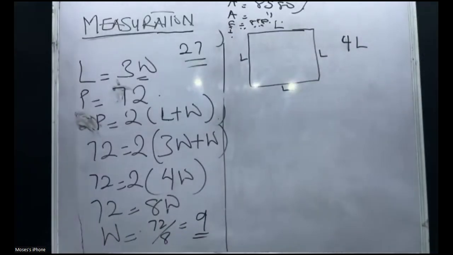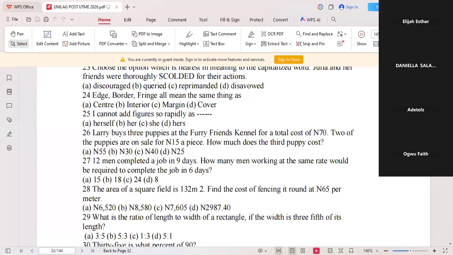Okay, let's see who among us is right. Now we're given from the question the size of that field, 132 meters square. Now, what is the length? The area of a square is L square.